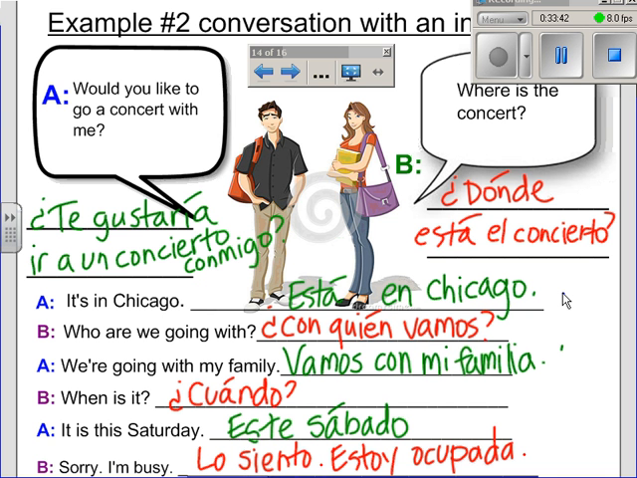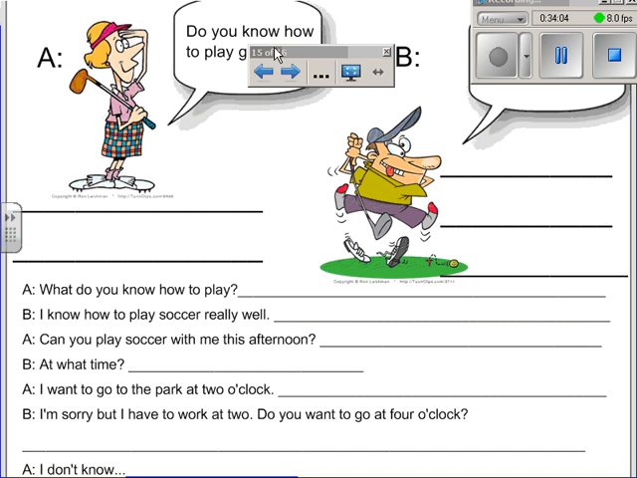These are short answers. That's natural for how we would actually speak, right? Or we could say, es el sábado. Es este sábado. Sorry, I'm busy. Lo siento, estoy ocupada. She, in the end, declines the invitation. And why? Because she's too busy to do it. Estoy ocupada, using that verb, estar. It's temporary. She's busy now, but maybe if you ask her next week, she might be able to go.